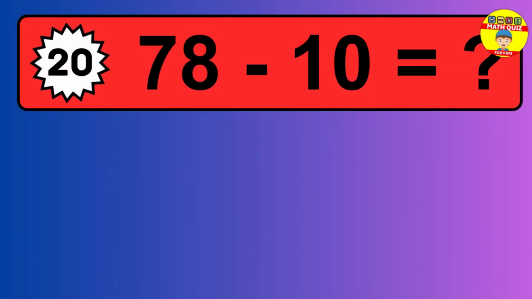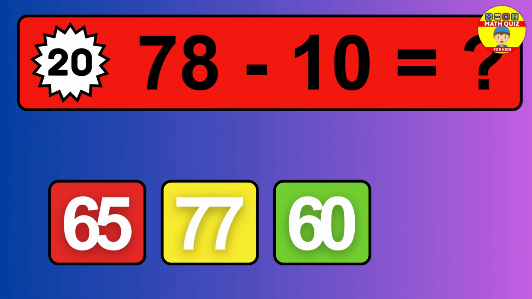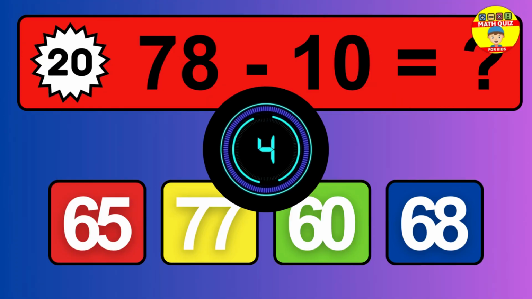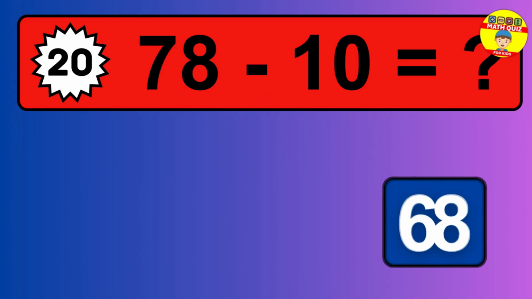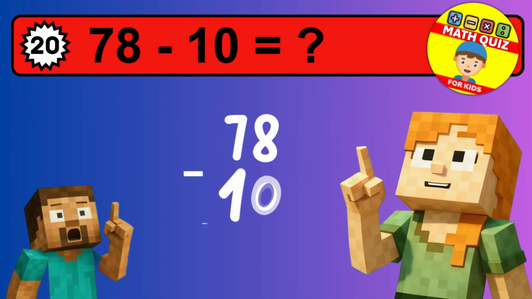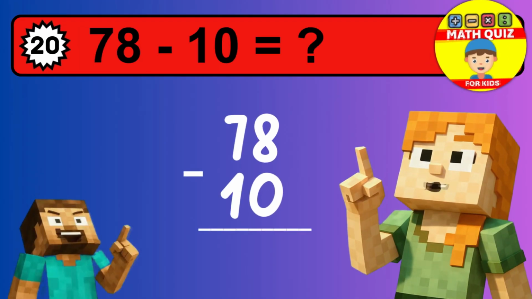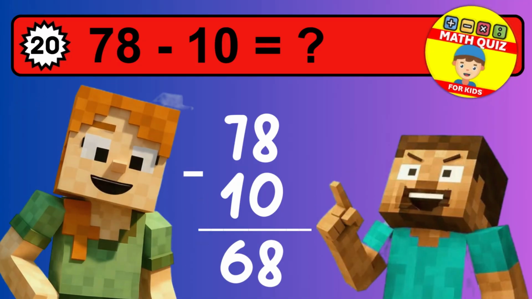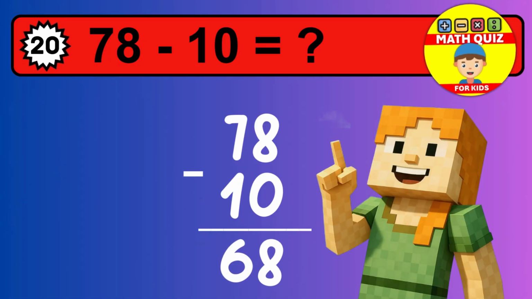What is 78 minus 10? Time to think. Let's solve this step by step. We start with the units. 8 minus 0 is 8. Then we go to the tens. 7 minus 1 is 6. The final answer is 68.